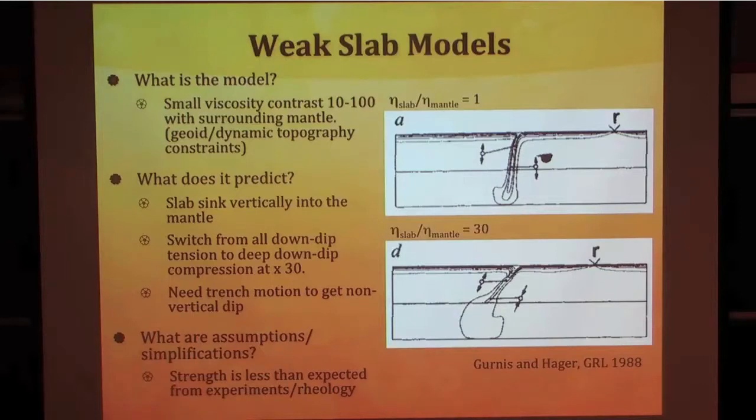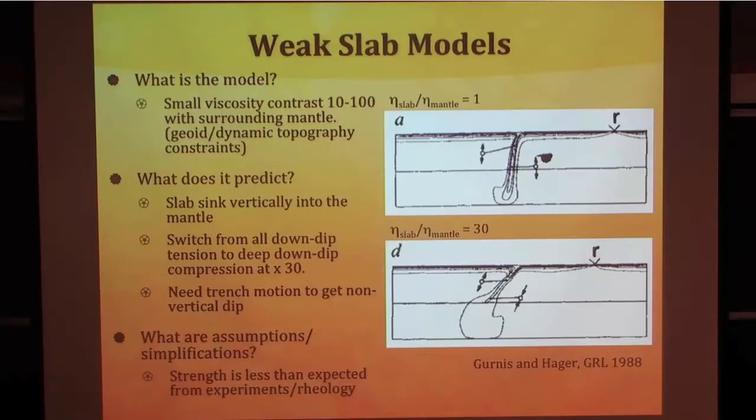All right, and so what is important for this type of model is that if you have a perfectly weak slab, it predicts that the slab will sink vertically into the mantle. Okay, it switches the orientation from down dip tension to down dip compression if you have a jump in viscosity. So you don't need a strong slab to get this compressional stress in the slab. But you do need trench motion to get non-vertical dips, okay? Because basically as soon as you put a slab in, it just wants to sink straight down, okay?